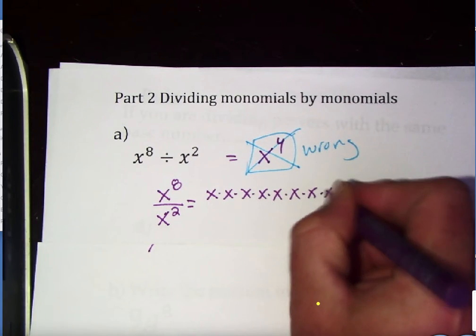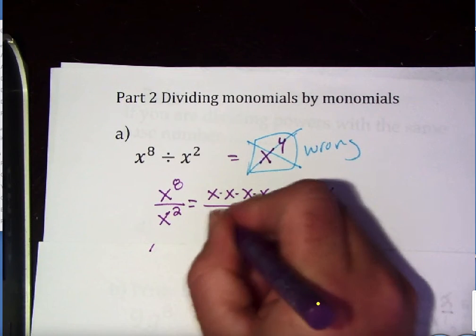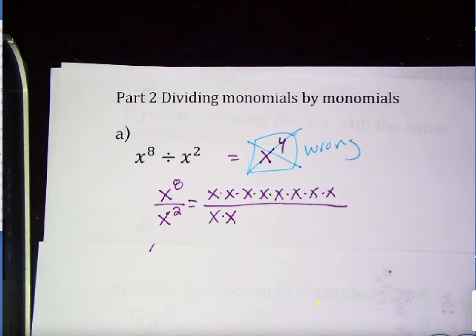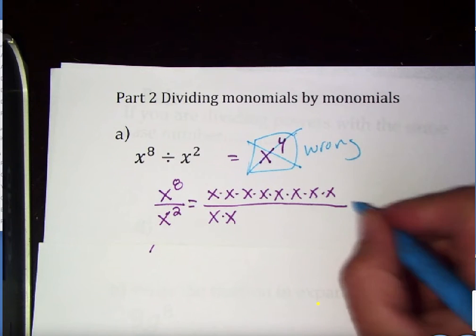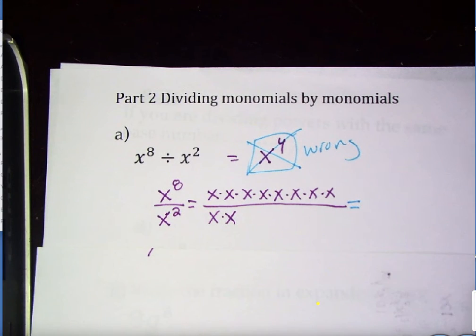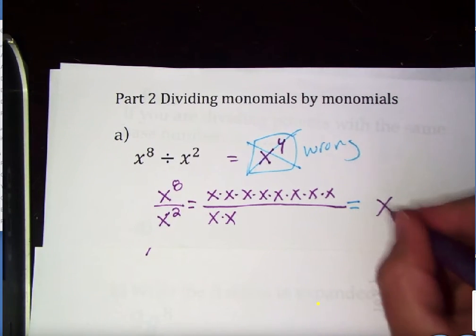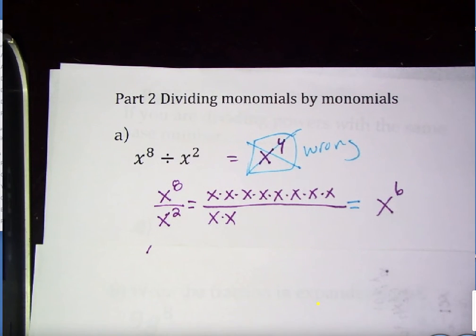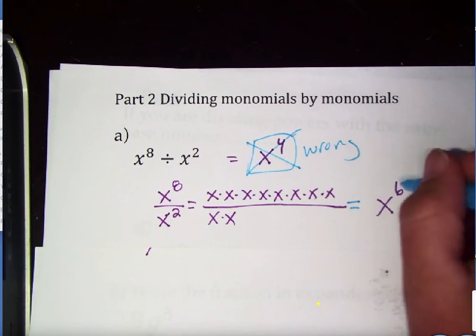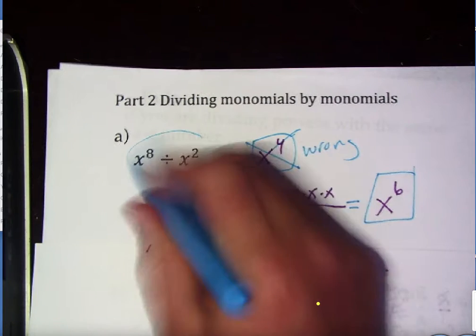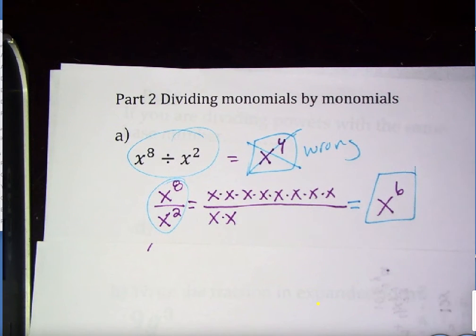4, 5, 6, 7, 8. So what would x times x times x times x times x times x times x times x divided by x times x equal? And here's where someone says, oh, it's x to the 6th. I'm like, yeah, and here's the thing. It is equal to x to the 6th.